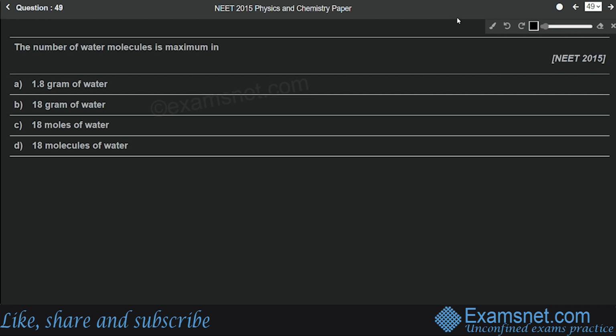Question number 49 is again from some basic concepts of chemistry. The question is, the number of water molecules is maximum in. Options are 1.8 gram of water, then 18 grams of water, third one is 18 moles of water, and the last one is 18 molecules of water. So let's see, we know that the number of molecules can be calculated by multiplying the number of moles with the Avogadro number.